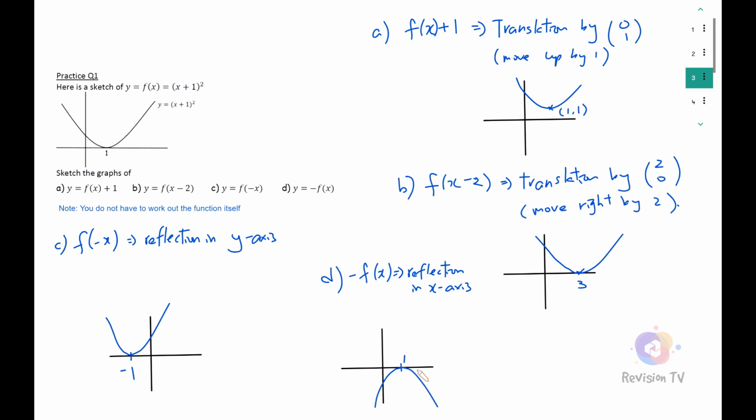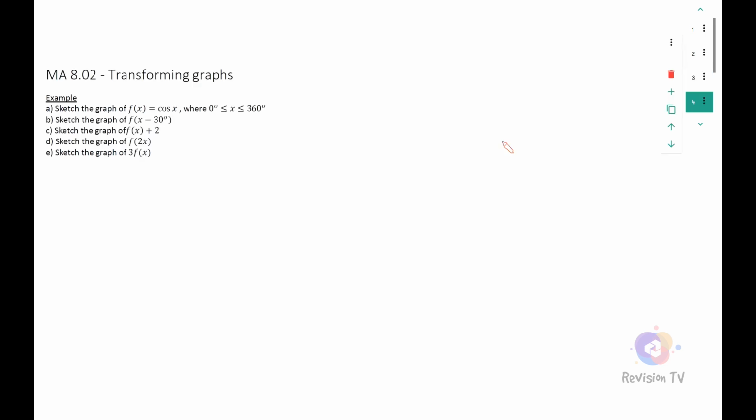Next example, we also need to learn how to transform trigonometry graphs. Now this will prove quite challenging for some students because not only do you have to know all the 6 transformations we'll talk about, but also you need to remember the graphs of sine, cosine, and tangent. Okay, so it might prove a bit challenging, but if you forgot them, make sure you go back and look at the video about the trigonometry graphs.